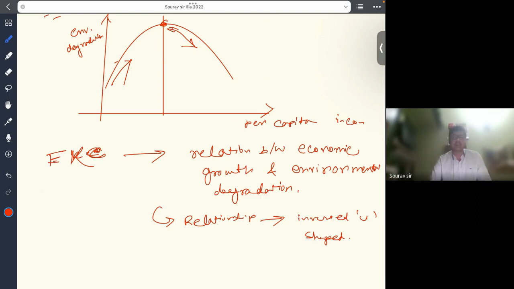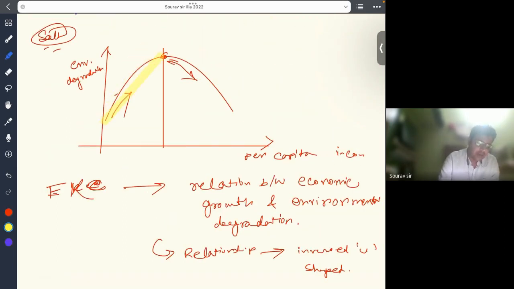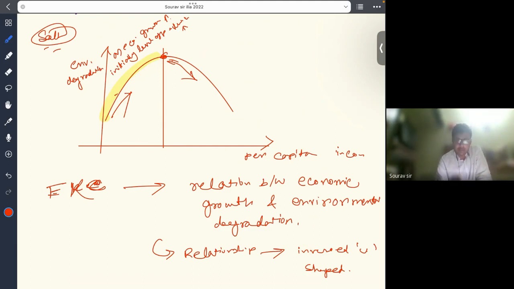So as economic growth initially occurs, the level of pollution and environmental degradation also increases. This is shown in this upward sloping region. So what does it mean? That as economic growth increases initially, the level of pollution increases. But after that level, the environmental degradation begins to decline due to the increased awareness and technological advancement.